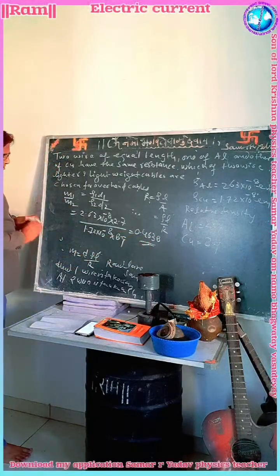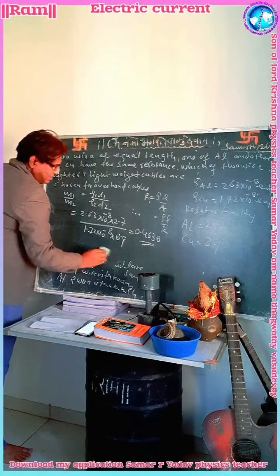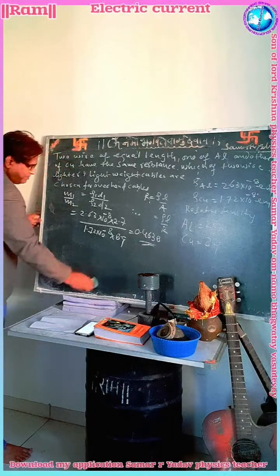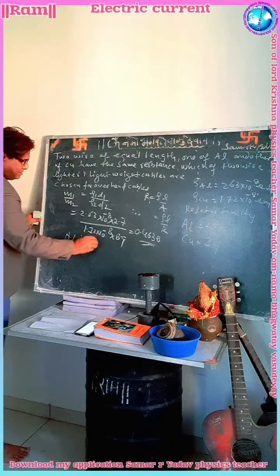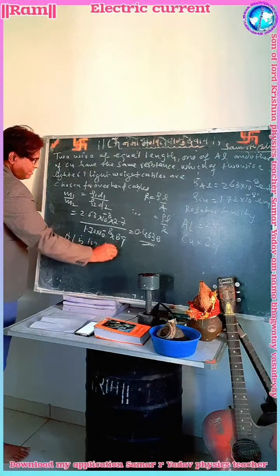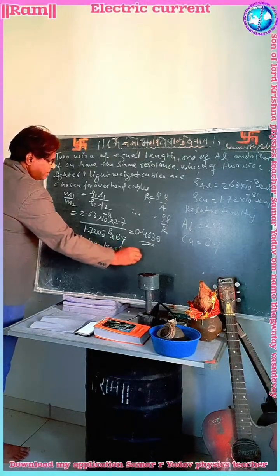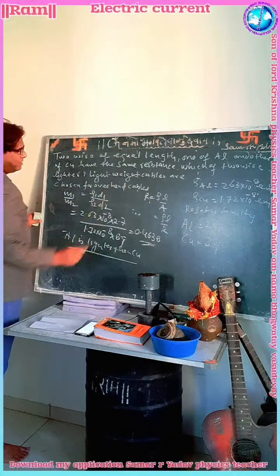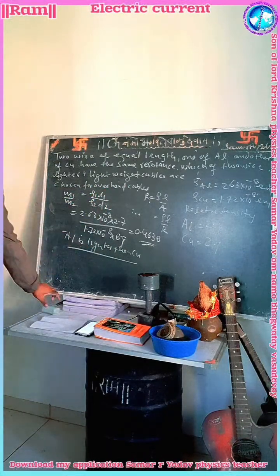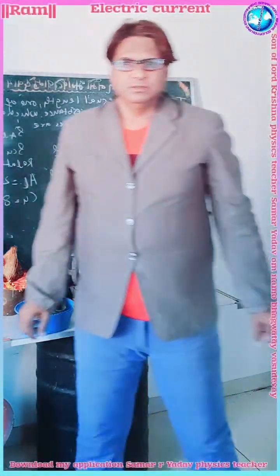So here wire 1 is lighter than the copper, meaning aluminum is lighter than copper. So here the aluminum wire is chosen as an overhead cable. This is the way to understand this method.